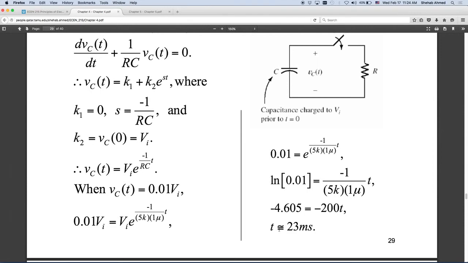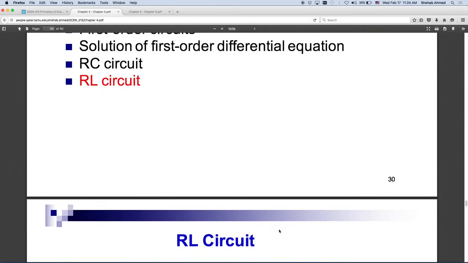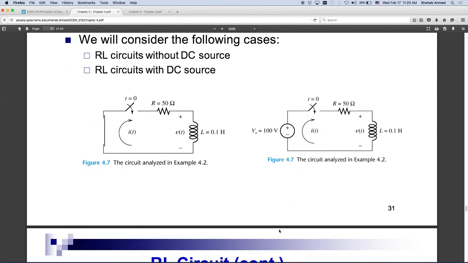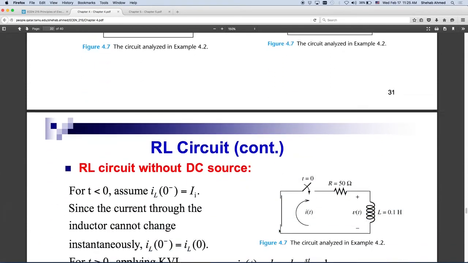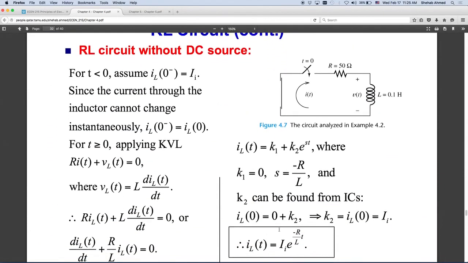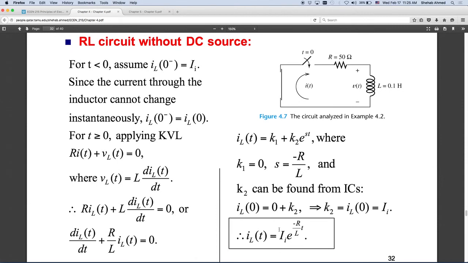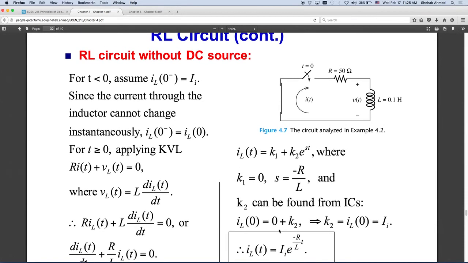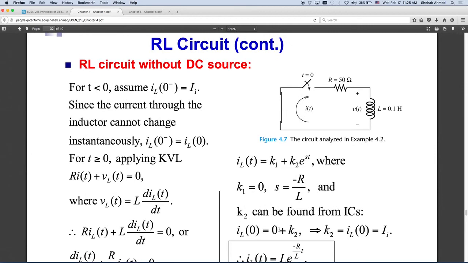Okay? We're good? Exact same for the RL circuits. Nothing changes, as if it doesn't exist, right? So the solution, we do the two similar cases: the case with an RL circuit without a DC source, and the case with an RL circuit with a DC source.